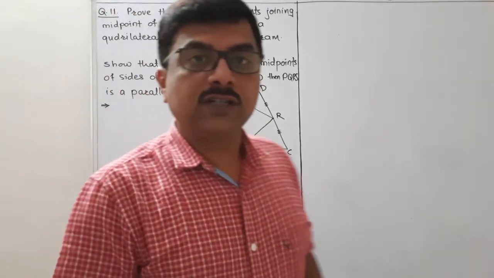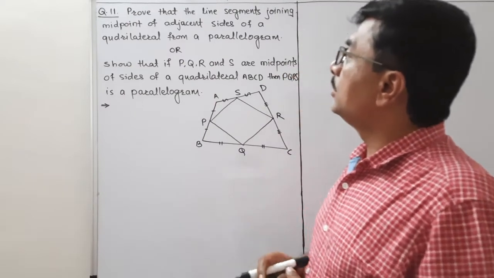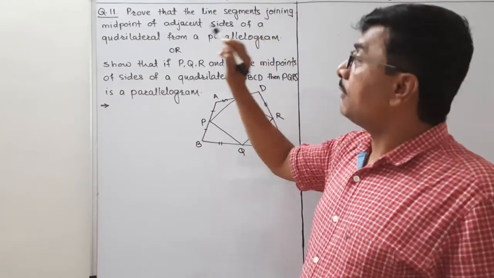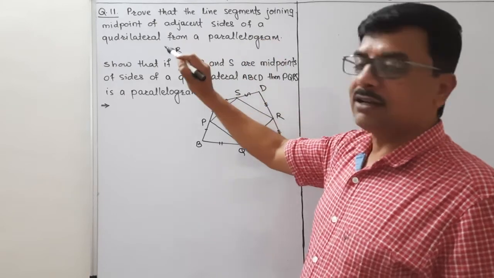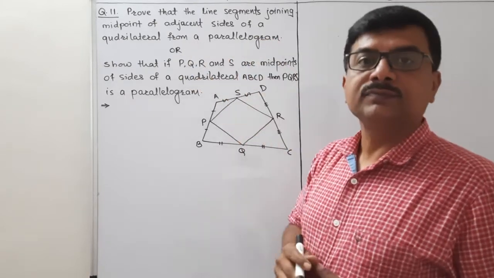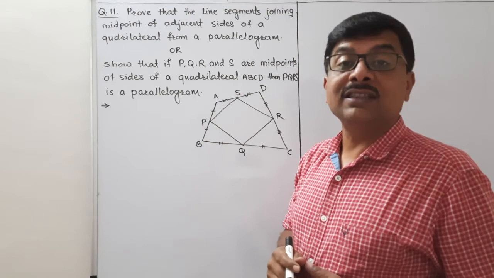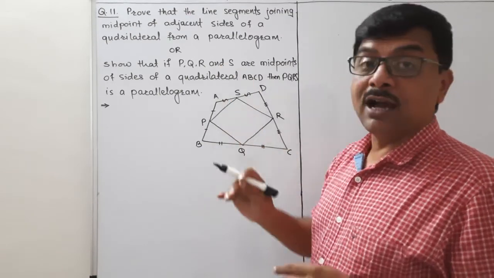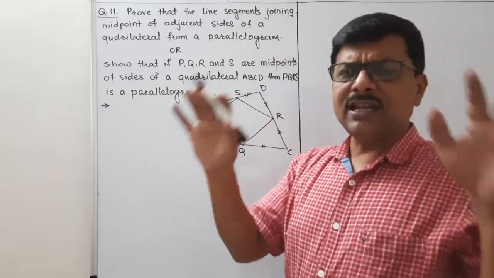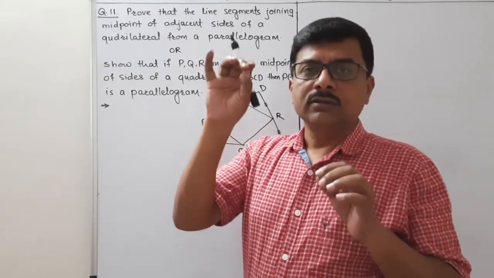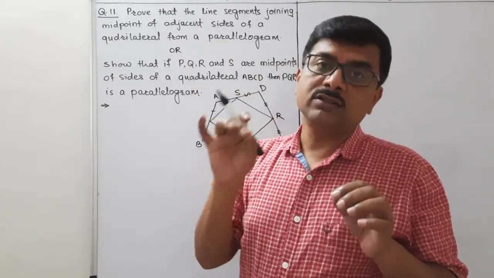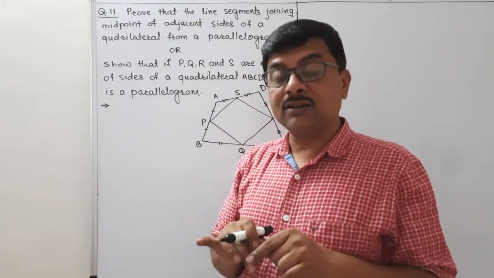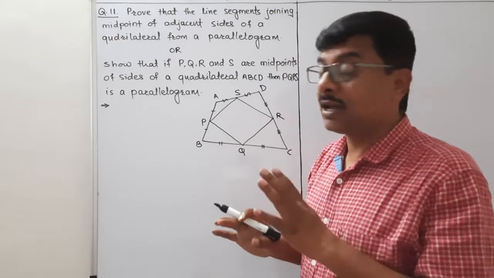Now look at question number 11. Prove that the line segment joining the midpoints of adjacent sides of a quadrilateral forms a parallelogram. ये प्रॉपर्टी हमने 9th स्टैंडर्ड में सीखी थी. 9th स्टैंडर्ड में हमने कहा है कि consider any quadrilateral and join all the midpoints of a quadrilateral, then the required quadrilateral formed is always a parallelogram.